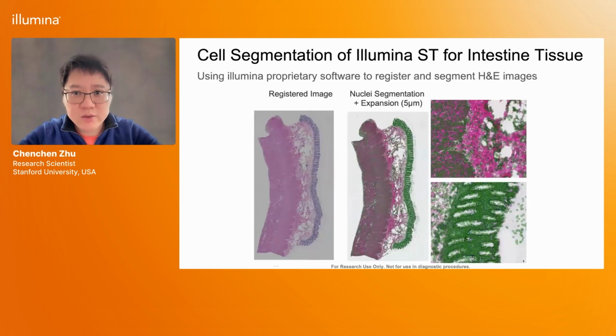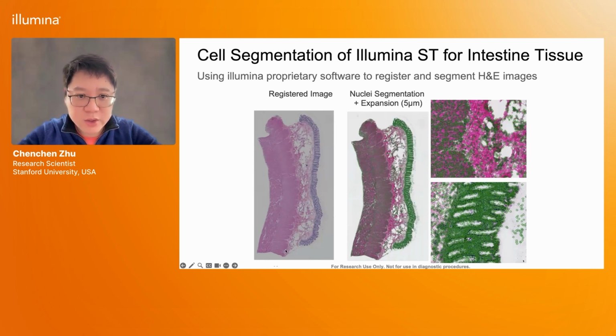And the other thing that's important for a spatial assay is really to get the cell boundaries. And to this end, Illumina has developed software to do the registration of the morphology image and use this morphology image for the cell segmentation purpose.